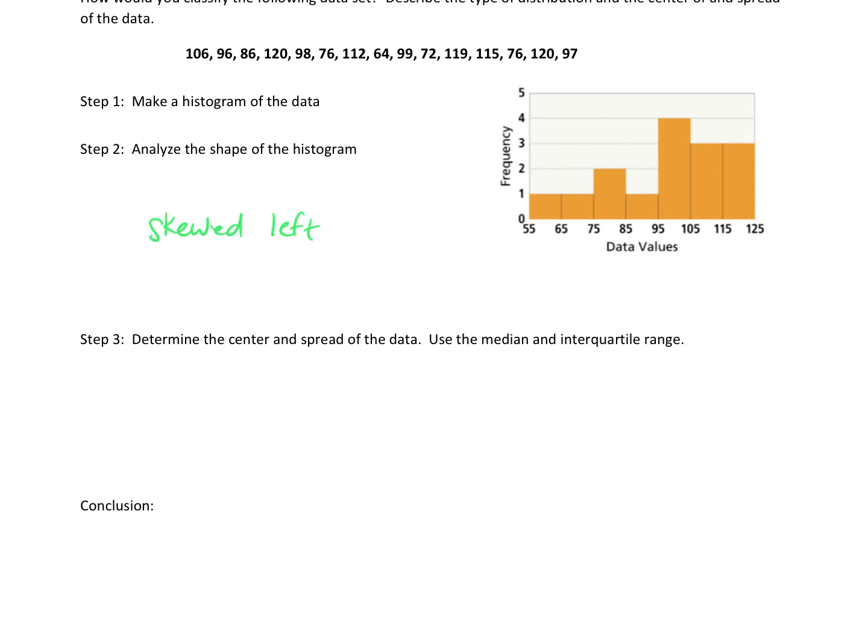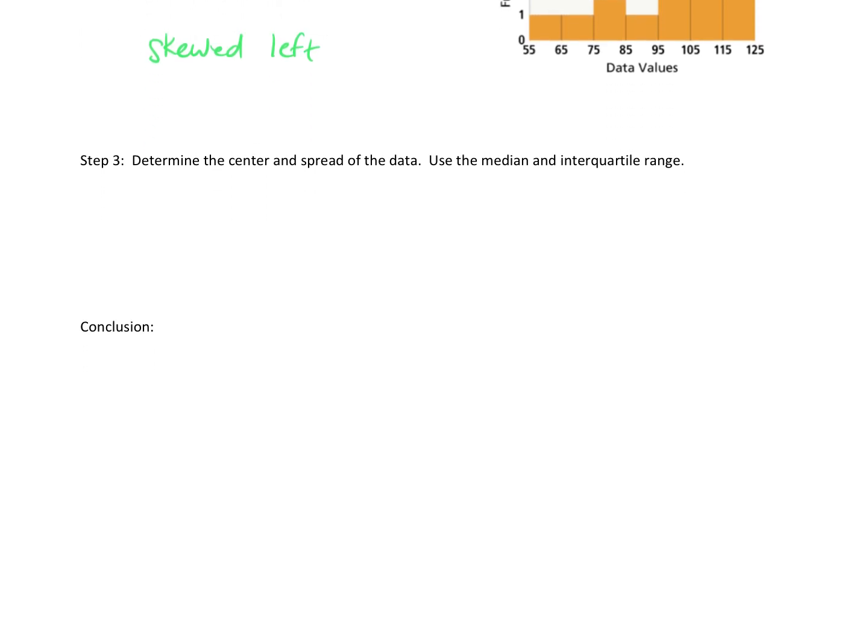So we could type all of this data into our graphing calculator and find our 5-number summary. I will go ahead and do that for you. Our minimum value is 64. Our quartile 1, Q1, is 76. The median is 98. Q3, our quartile 3, is 115. And the maximum is 120.